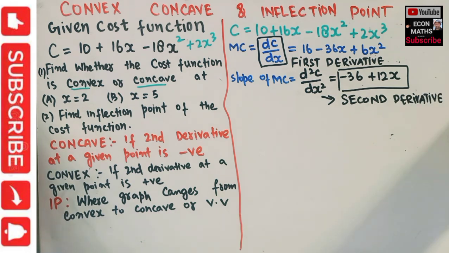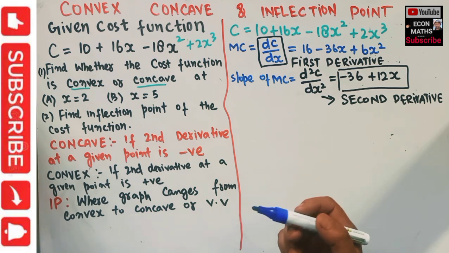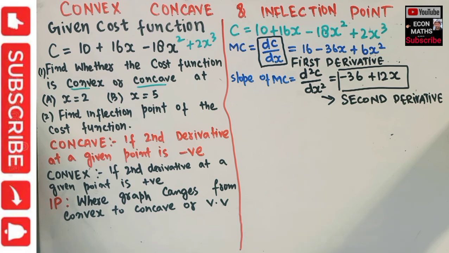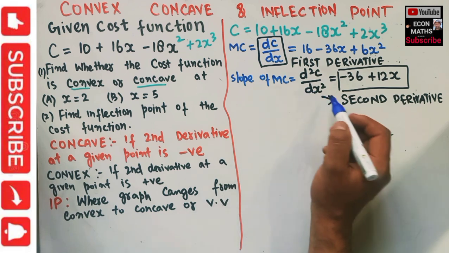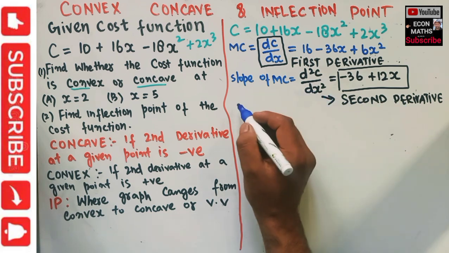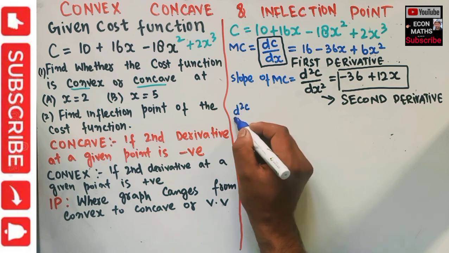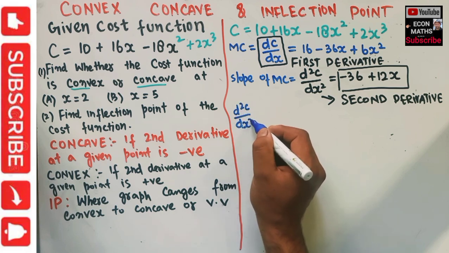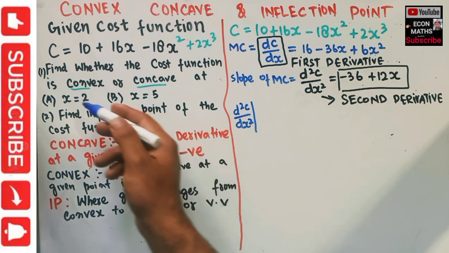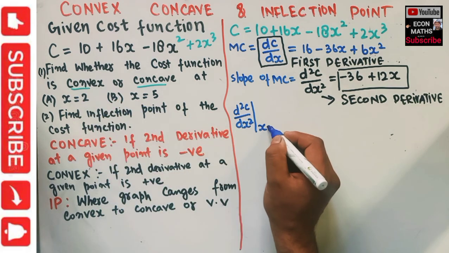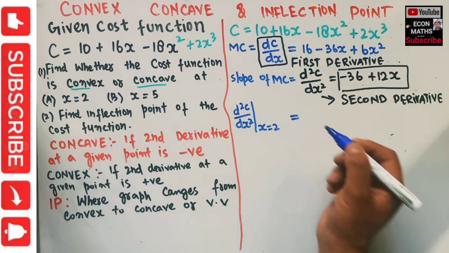Okay, now to see whether a function is convex or concave, we need to test that very point at the second derivative. So this is our second derivative, d square c upon dx square. When we evaluate it at the given point, when x is equal to 2, let us see what happens.